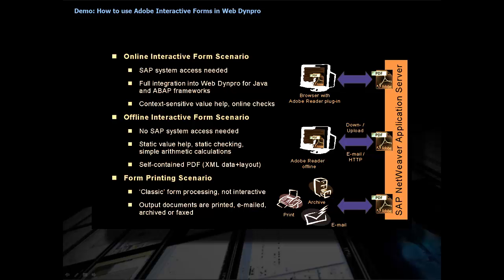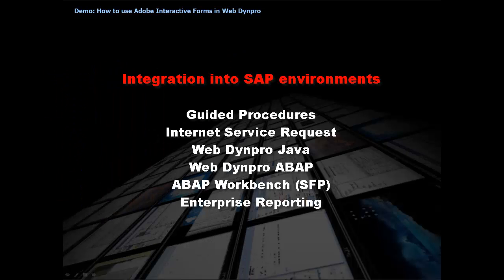At the time, you have 6 different ways how the interactive form solution is integrated into the SAP. That's the guided procedures for offline form-based workflow processes, the internet service requests for online forms-based workflow processes, Dynpro for Java for application development with standard UI technology, Dynpro for ABAP for interactive application development in ABAP, then the integration into the ABAP Workbench for high volume printing with transaction SFP, and enterprise reporting for printing dynamic BI tables.